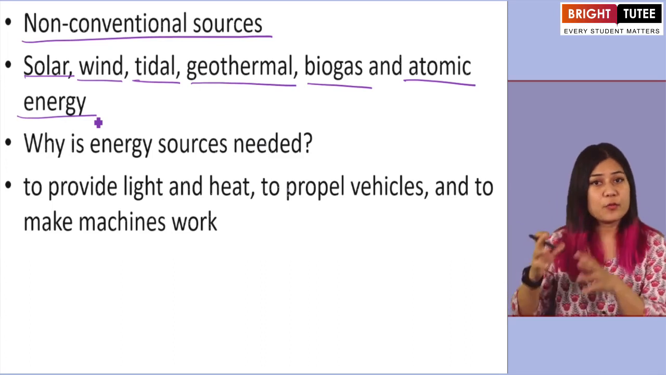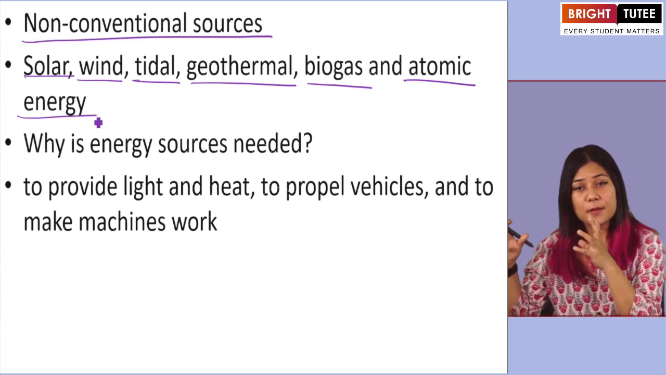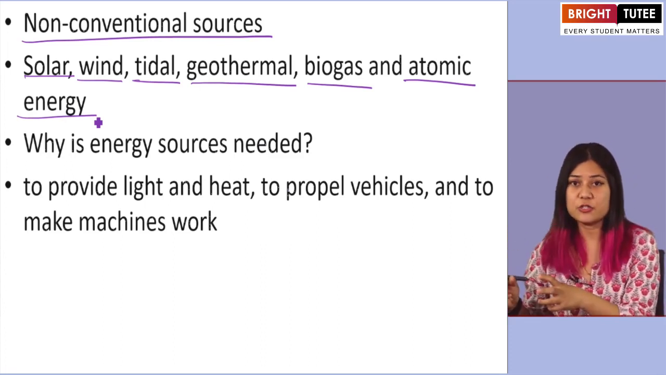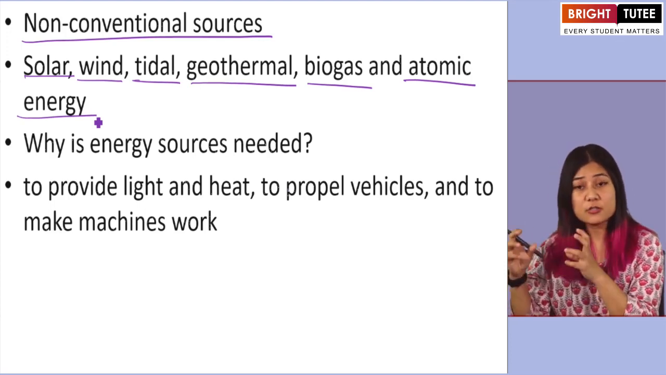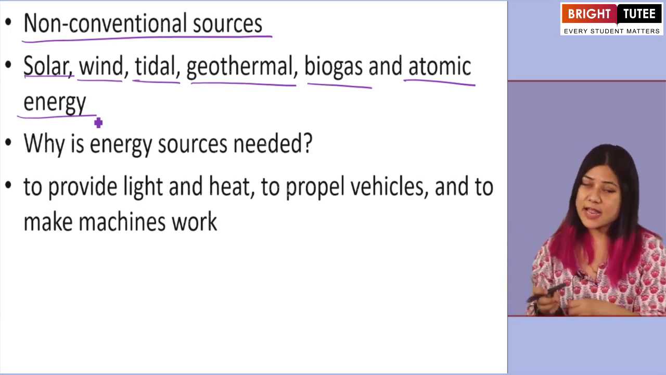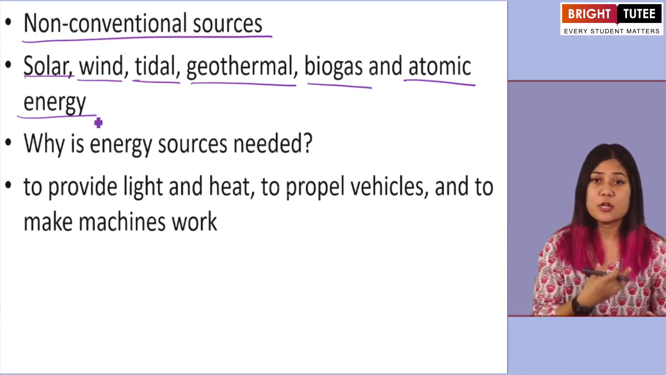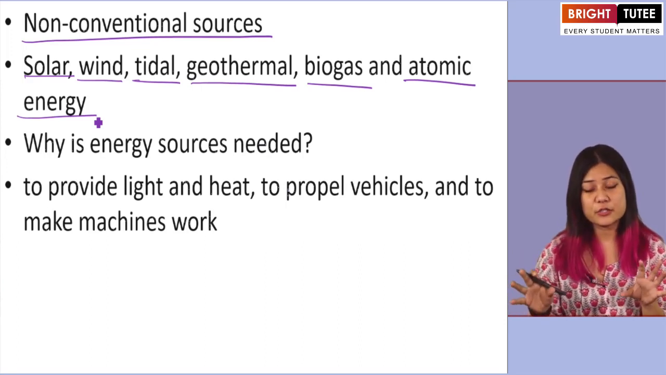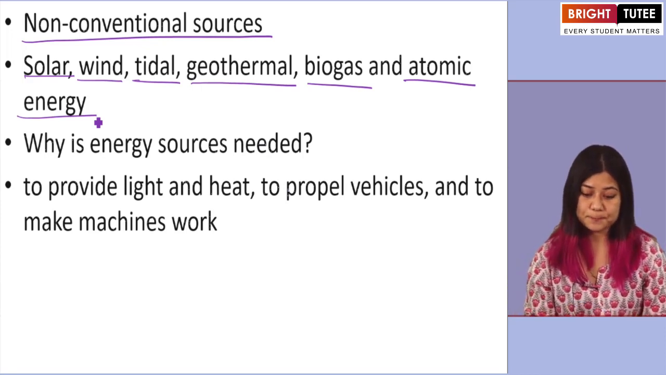So there are processes to make the sunlight useful as an energy source. And that energy source, which is solar energy, is then used for conducting certain activities useful for human beings. All right, so this is the difference between conventional and non-conventional sources.